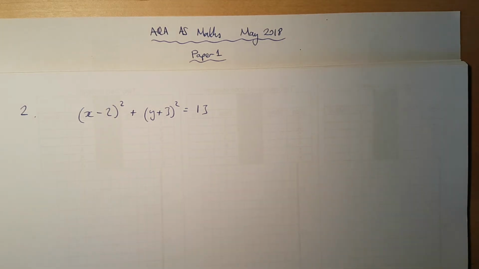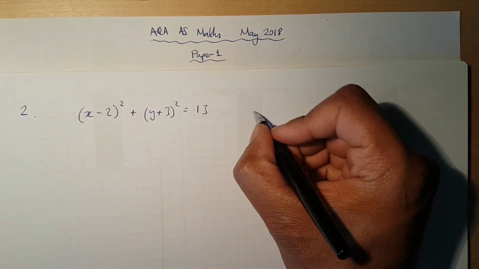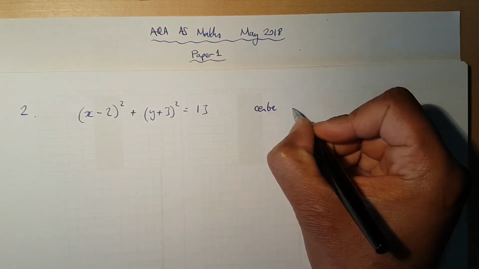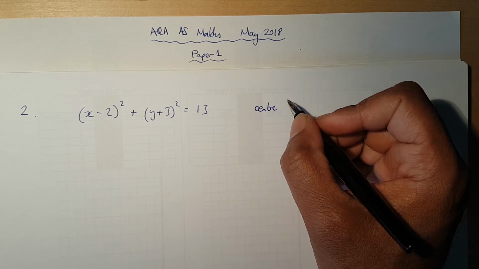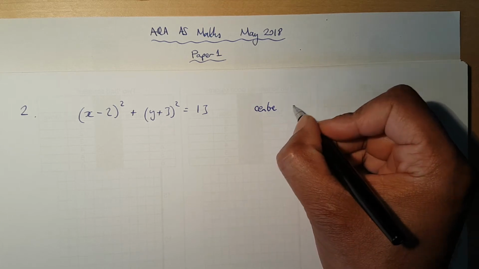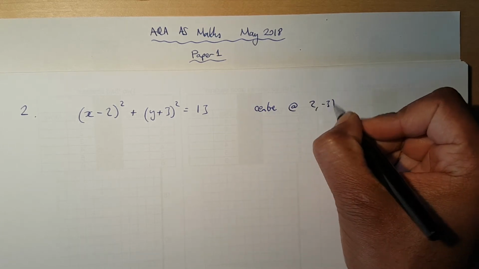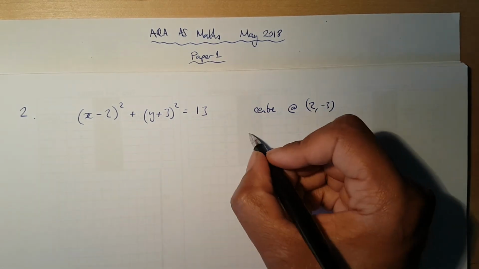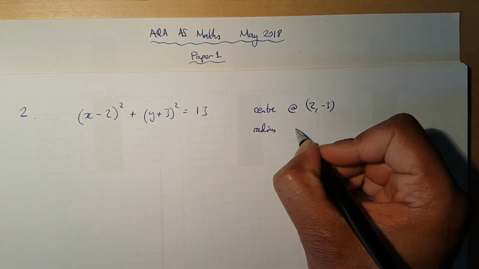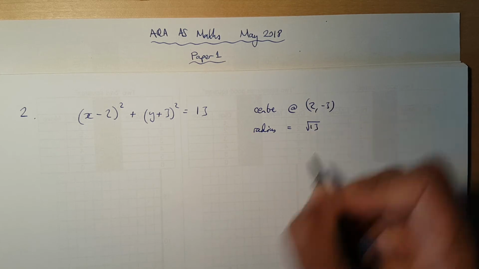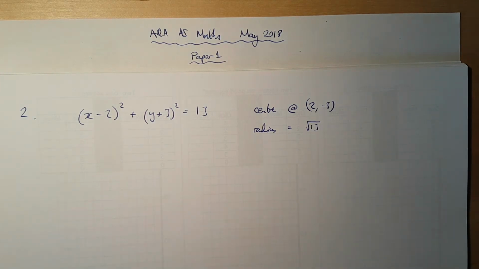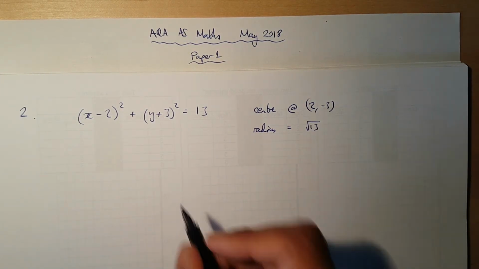When I have an equation of a circle, I think a useful thing to do is to write down what I know. So I know the centre is at (2, −3), and that I can just read off. And I know that the radius is equal to the square root of 13. Those are things I know. I may need them in a moment. Let's see what happens then.